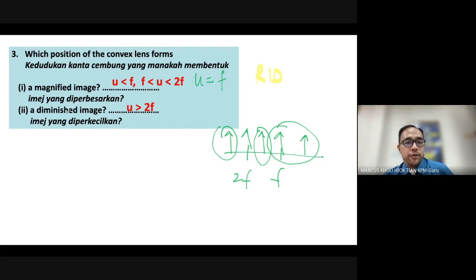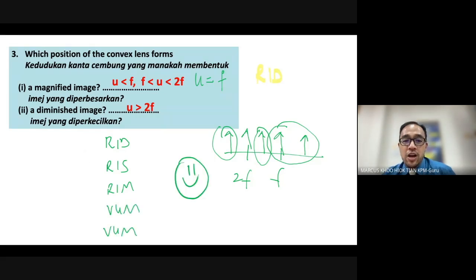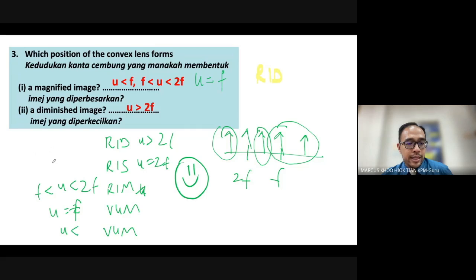Okay, remember read, raise, rim, boom, boom. Yes, I'm writing. So this is U is more than 2F. This is U equals to 2F. This is the between one, F is less than U is less than 2F. This is U equals to F, and then U is less than F.